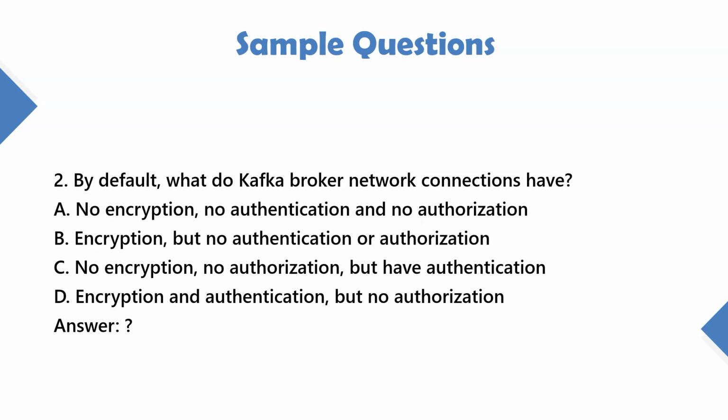2. By default, what do Kafka broker network connections have? A. No encryption, no authentication and no authorization. B. Encryption, but no authentication or authorization. C. No encryption, no authorization, but have authentication. D. Encryption and authentication, but no authorization.